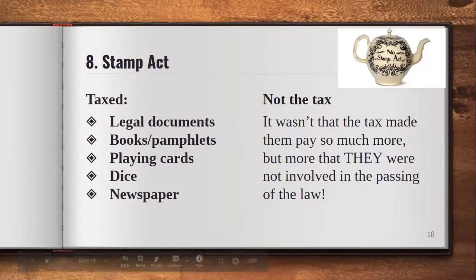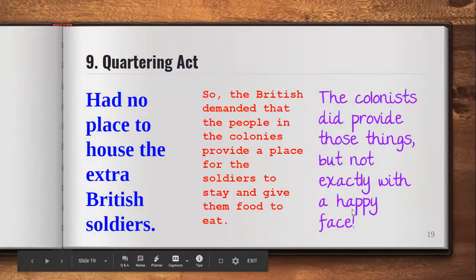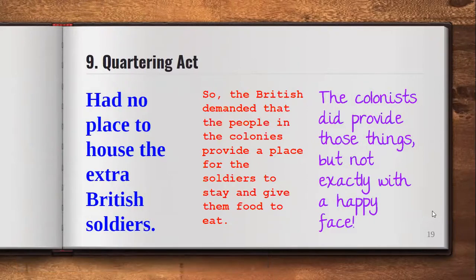And that's what's bothering them. Okay, the Quartering Act. Many of you did your projects on the Quartering Act, so many of you are very familiar with that. So the soldiers had no place to live, okay? The British kept sending over more and more soldiers to deal with our naughty behavior. The problem was they had no place to put them.